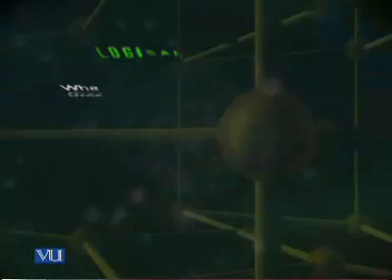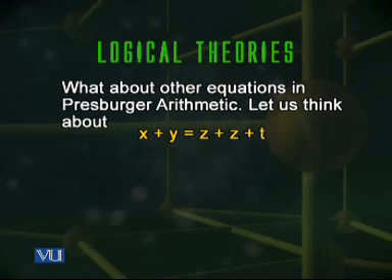Let's look at a slightly more complicated formula. Let's look at the formula x plus y is equal to z plus t. So it's a different formula, and what we would want to do is something similar to what we did before. Previously we made a DFA. Now also we'll make a DFA that would accept those four numbers x, y, z, and t which satisfy this formula.